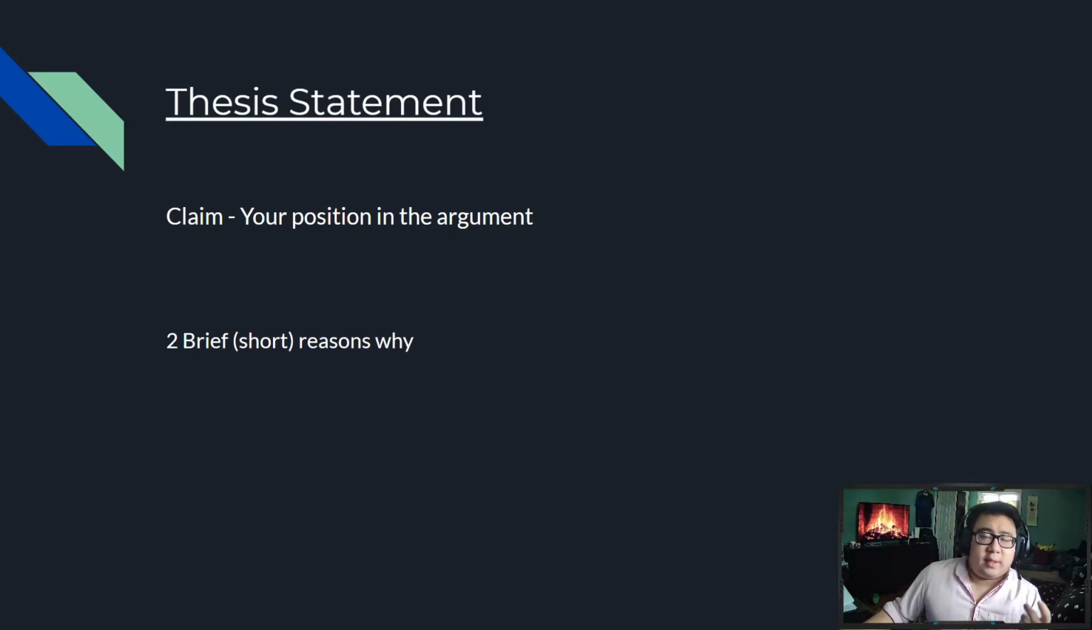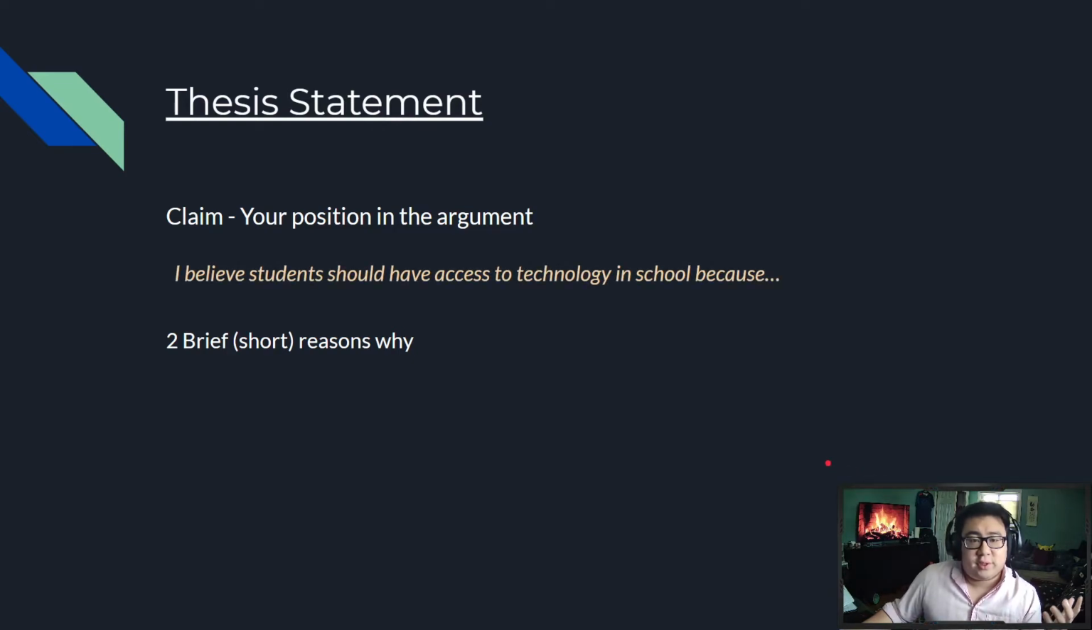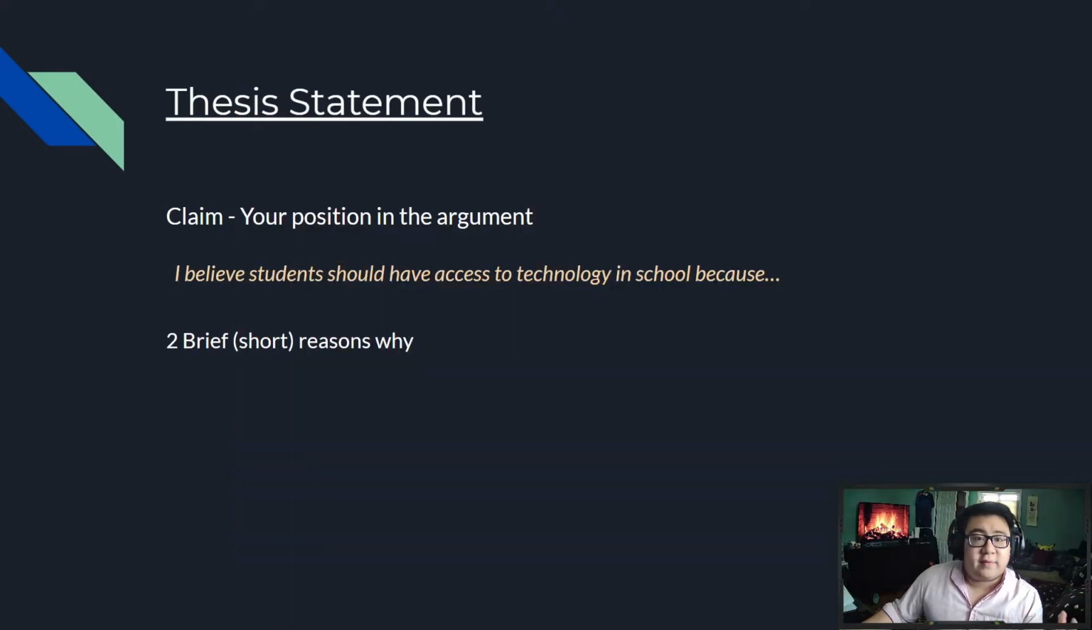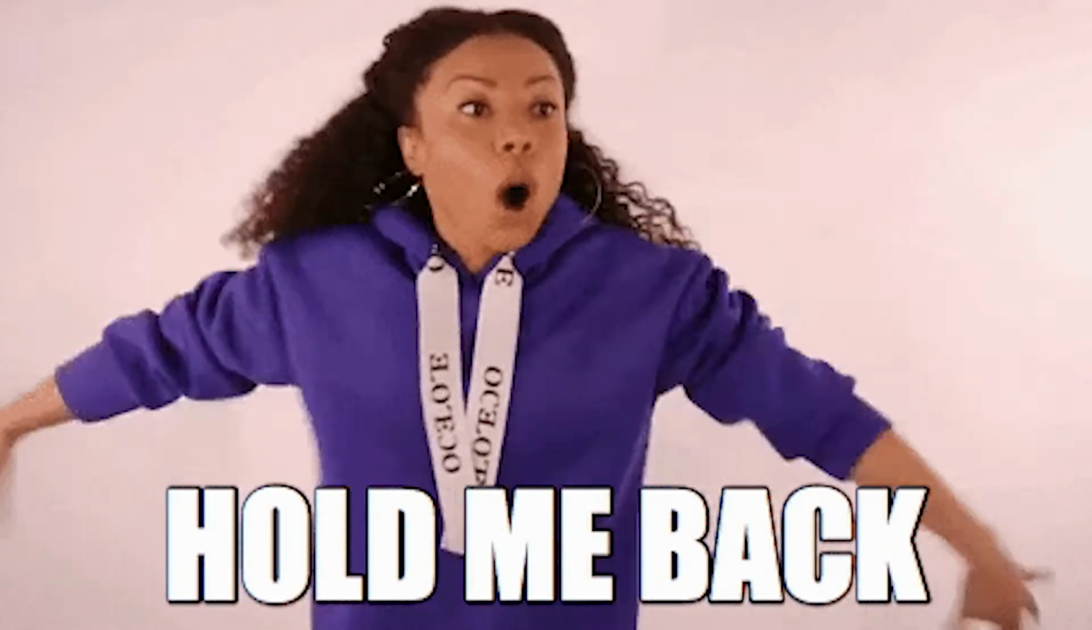Your thesis statement, like I said, is your claim. So that is your position in the argument. For me, I'm going to say, I believe students should have access to technology in school because, and I'm going to have to give 2 reasons, right? The counter argument to this is that I believe students should not have access to technology in school, and then whatever reason that might be. But this is the side that I'm arguing. This is my claim. This is my position for the argument. I believe that students should, right?